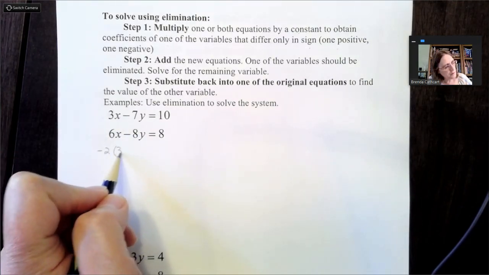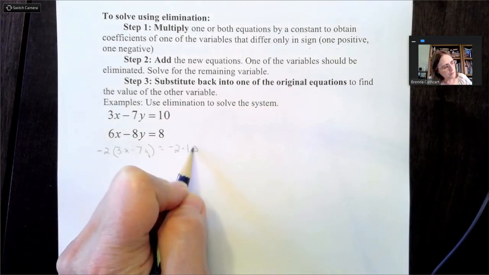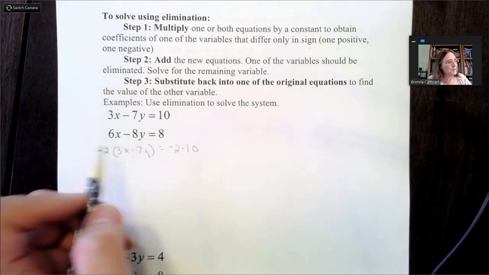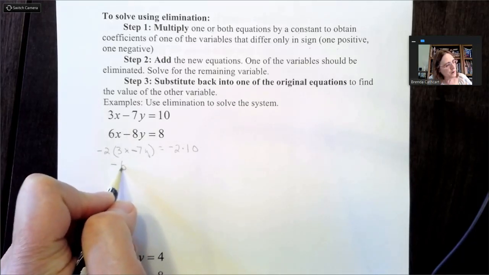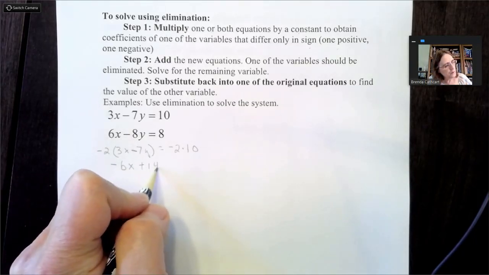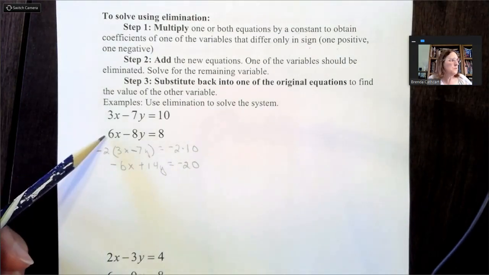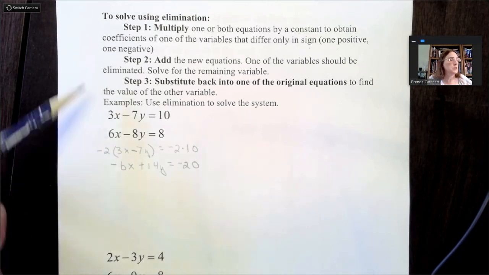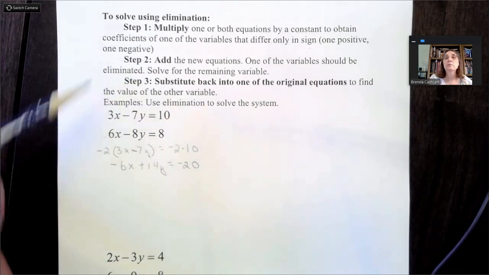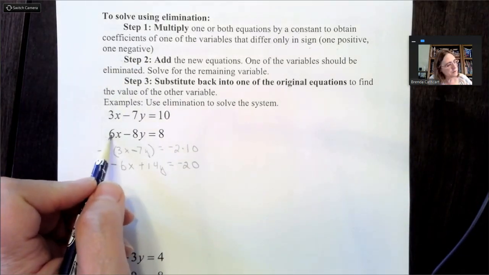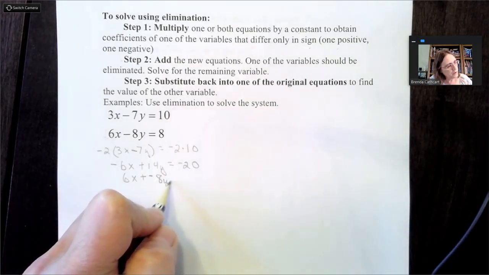So let's do that. Negative 2 times 3x minus 7y. Make sure that you're multiplying negative 2 on both sides of the equation to keep the sides equivalent. So we end up with, by simplifying, negative 6x plus 14y equals negative 20. Now if I pair it with my second equation, I can go to step 2 and add the new equations because the variable x is going to be eliminated.